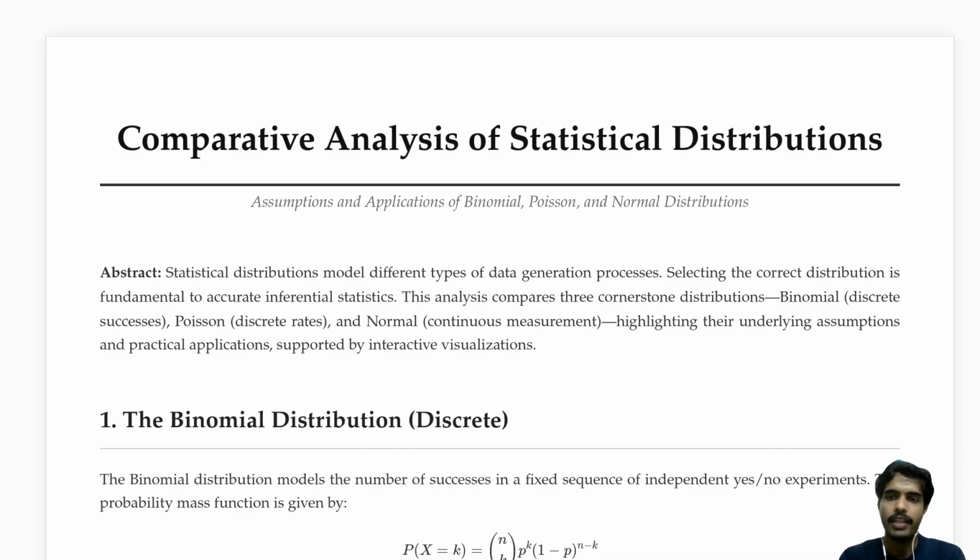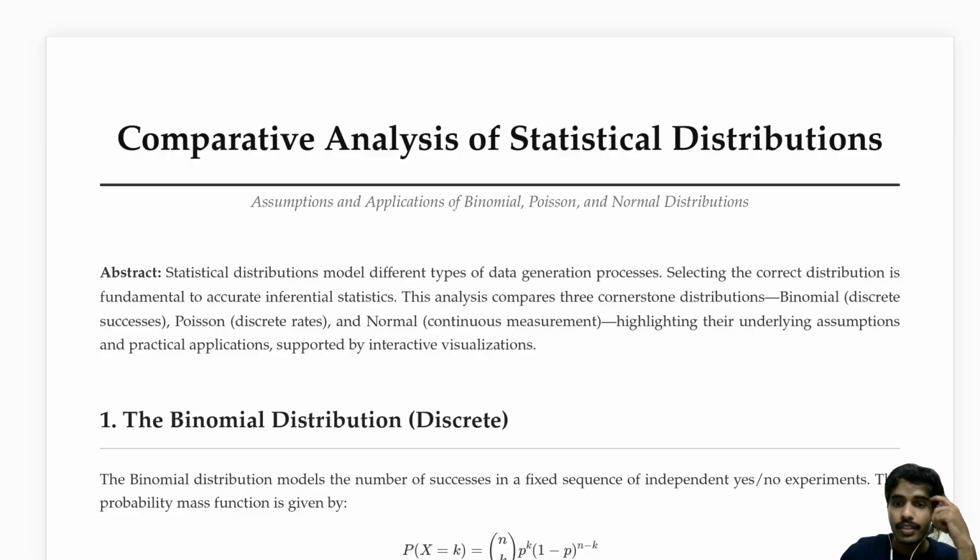Data comes in many shapes and sizes. If you want to analyze it correctly, you first have to identify which shape it fits into. Today we are comparing the three cornerstones of statistics: the binomial, Poisson, and the normal distribution. Let's look at these assumptions and when to use them.